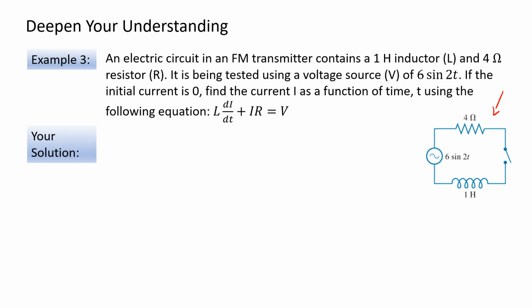So we start with this initial equation, and we can start filling in data. We know the value of L, we know the value of the resistance R, and we know the value of the voltage V. So I'm going to start by substituting those values in. For L, it's just 1, so we can pretend it's not there. So we have di/dt plus our resistance, 4, times I, and that's equal to our voltage, which is 6 sine of 2t.